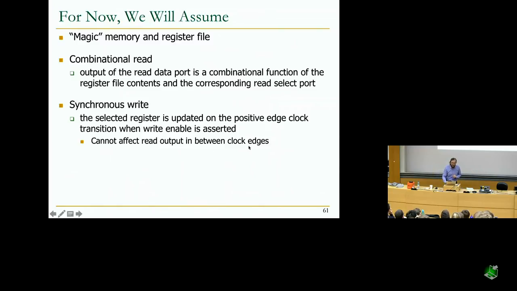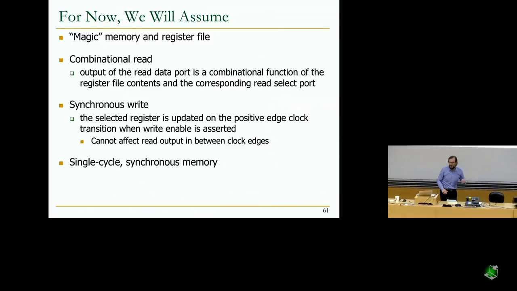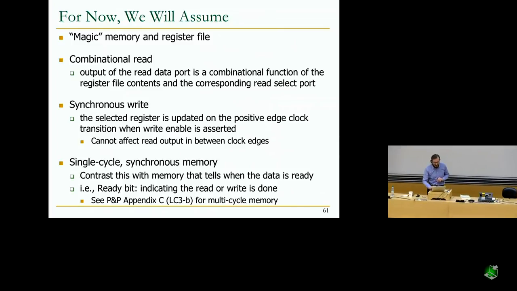So you cannot affect read output in between clock edges, as we discussed earlier, right? This is important. And we are going to assume single cycle synchronous memory. We're going to deconstruct that later. So basically, what does this mean? You access memory in a single cycle. That's it. And actually part of a single cycle, not even the entire cycle.